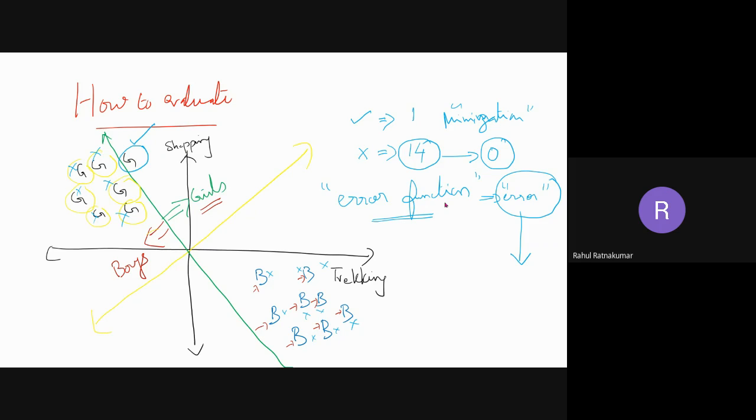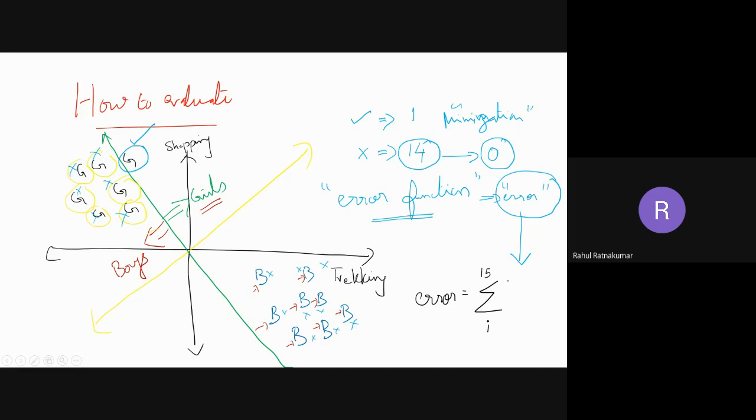One simple way I'm going to write here is an error equation. Error equals the sum of all individual classifications. Say there are n different points. How many points are here? 15 points. So i equals 1 to 15.